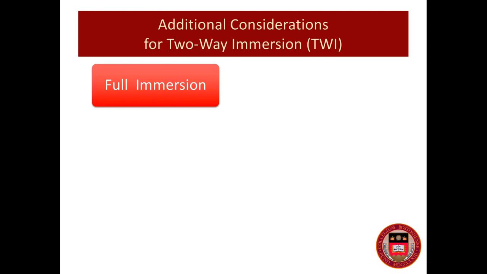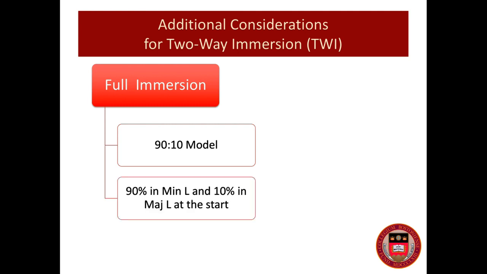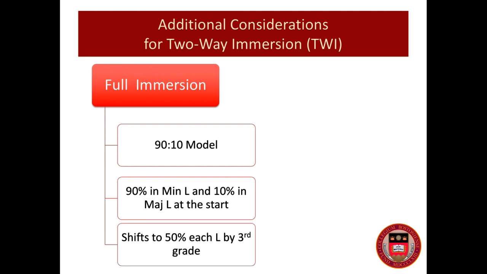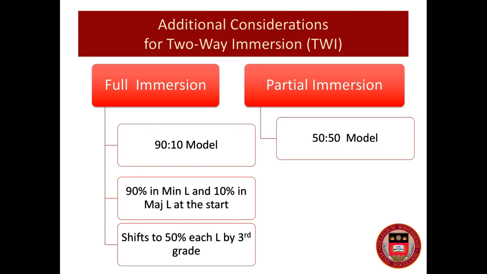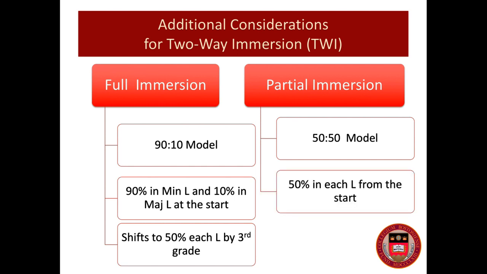So it's important to note that for full immersion programs, which is the 90-10 model, both groups of students receive initial literacy instruction in the minoritized language first. So 90% in the minoritized language and 10% in the majority language at the start. And then it shifts to 50% in each language by third grade. Partial immersion is the 50-50 model, where you have 50% of the time spent in each language from the start.